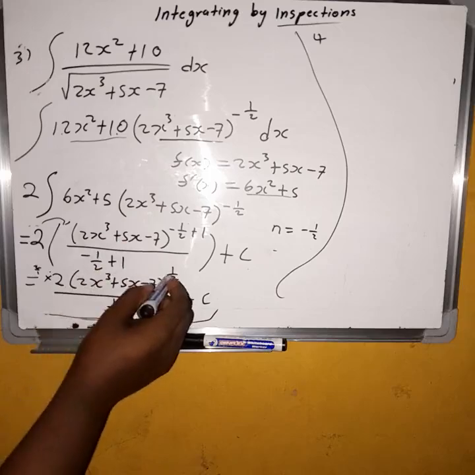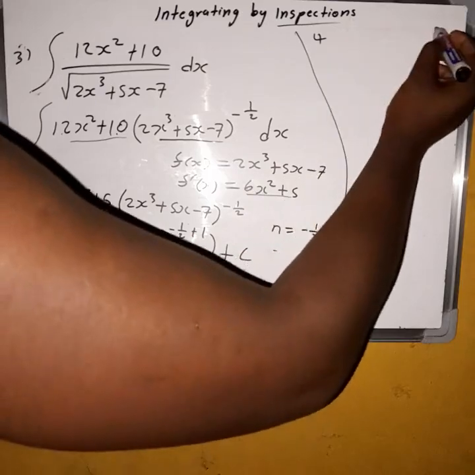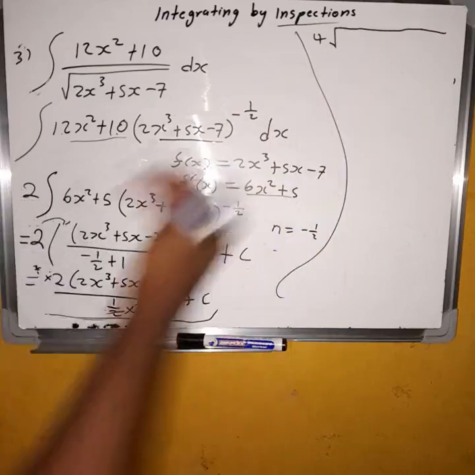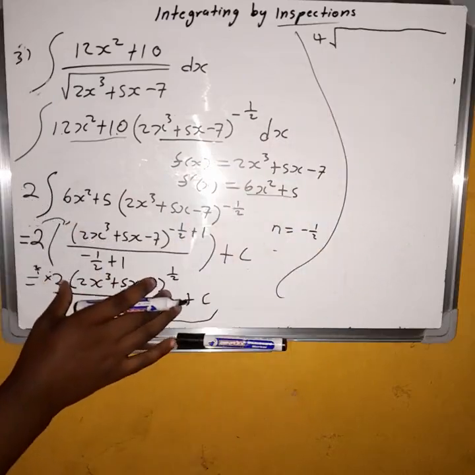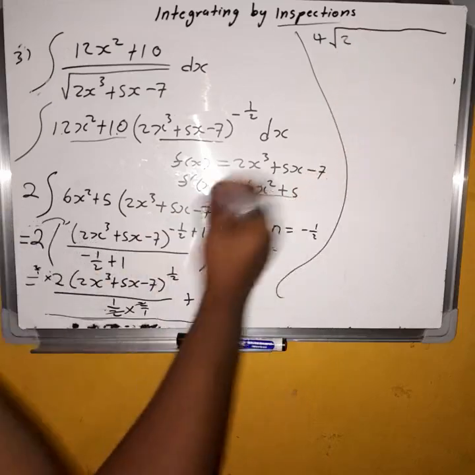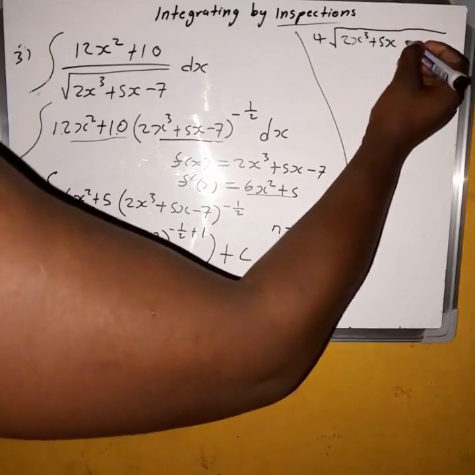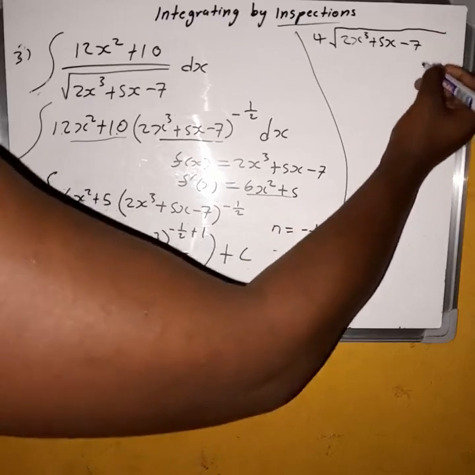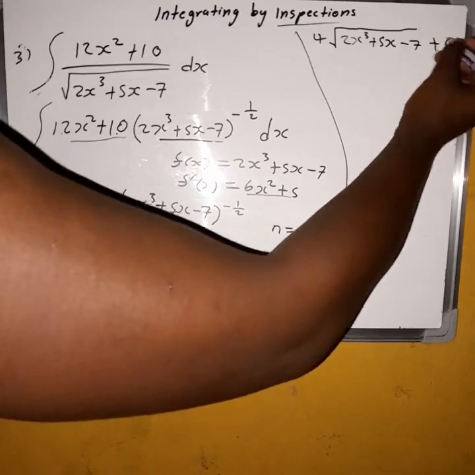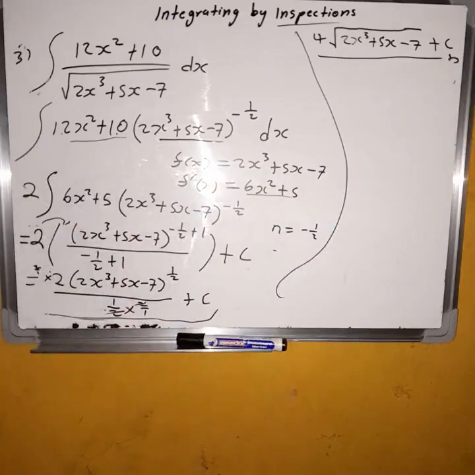Then this is the same as the square root of all that stuff. Then of all this stuff will be 2x cubed plus 5x minus 7, right, plus c. This is the final answer, the simplified answer. Okay.